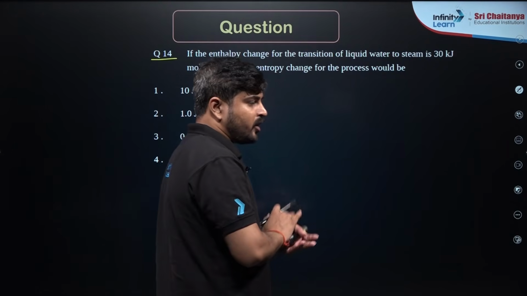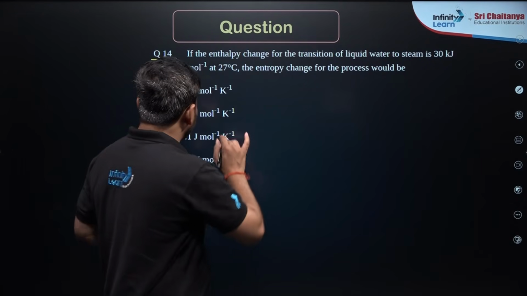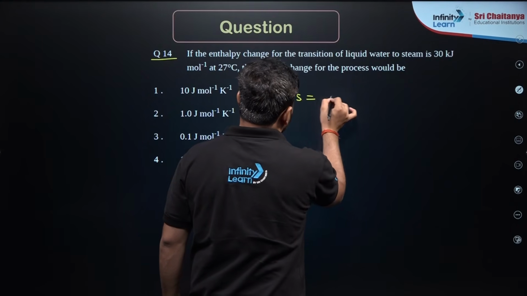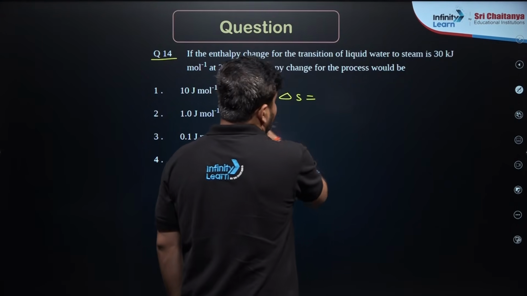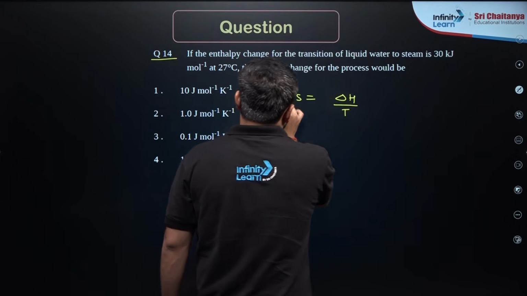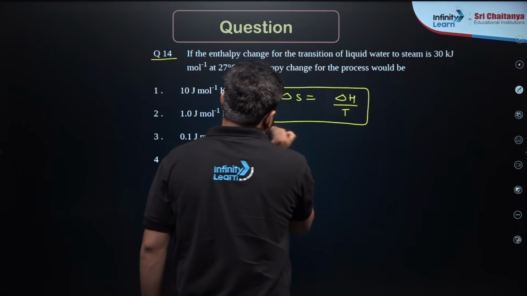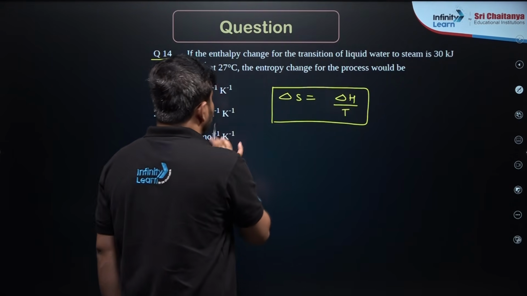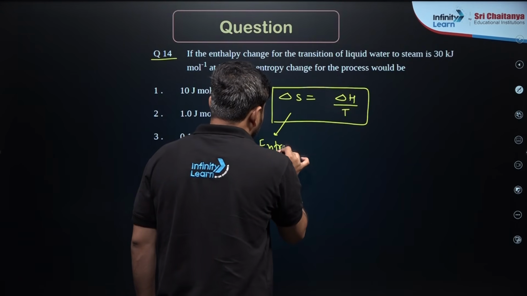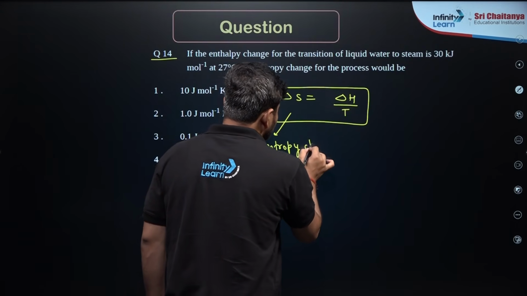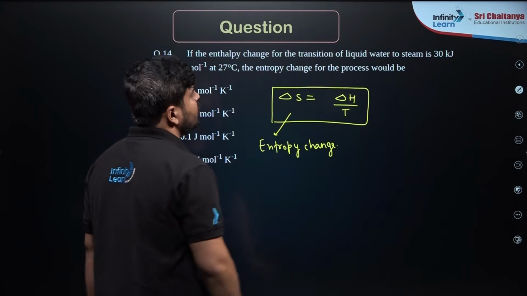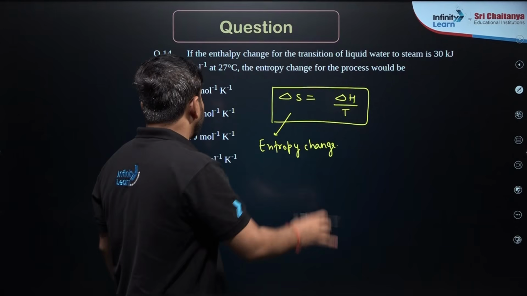In question number 14, what we need to do? We can calculate the entropy. Delta S is the entropy change for the process, and we can write delta H by T. This is the formula for the calculation of the entropy change. We can use this formula, delta S equal to delta H by T.